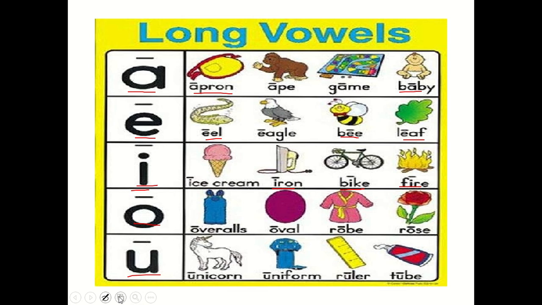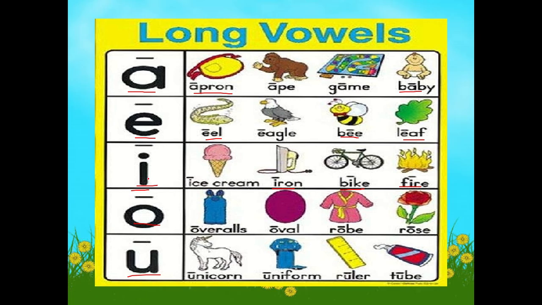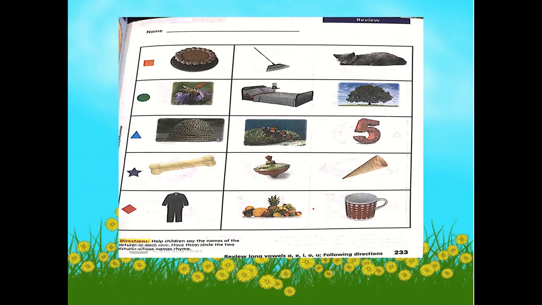Now this time, I'd like you to turn your book on this page, okay, on page 233. First, write your name. And you have to write your name on the line. Always remember, write your name on the line.